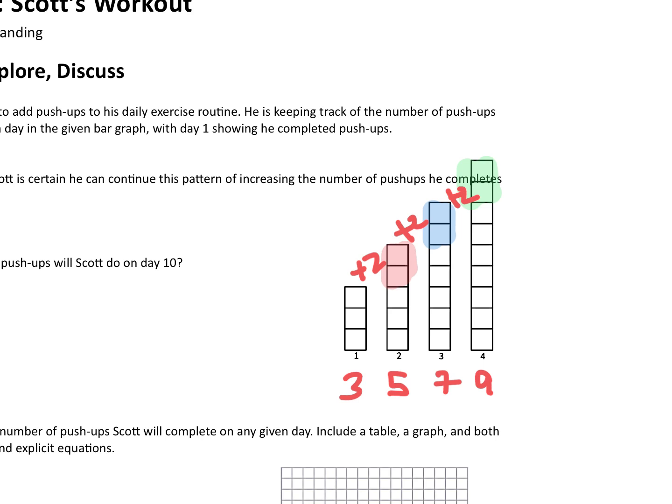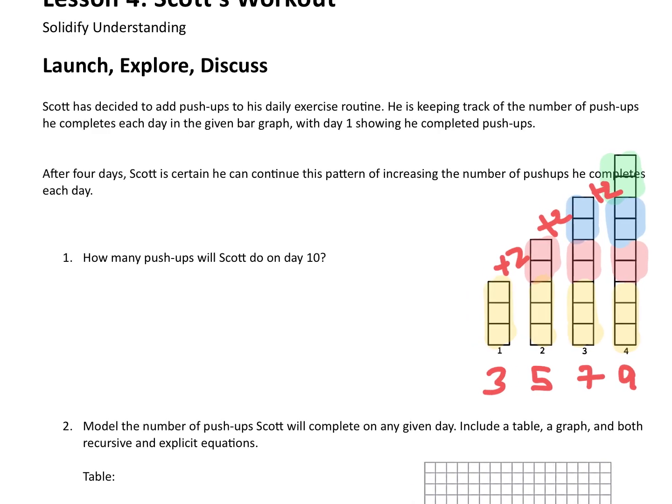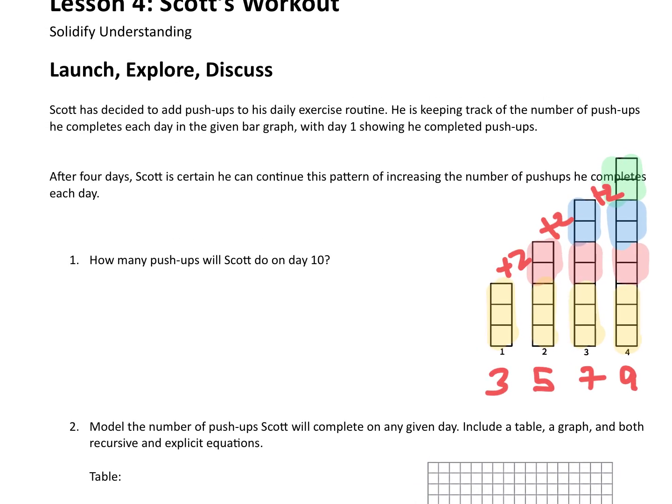Now I'm going to color in a little bit more to help visualize what's going on. So I'm going to color in this addition that was on the second day, and then I'm going to color in what he did on day 1. It was this 3 that was the initial day 1. So in order to find how many push-ups he does on day 10, it looks like we just need to continue the pattern on to day 10.